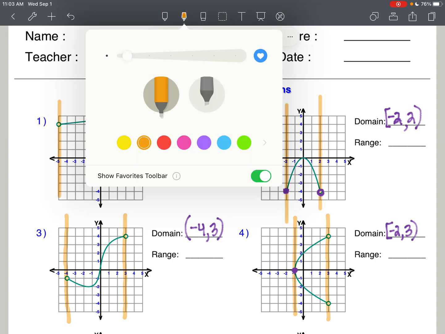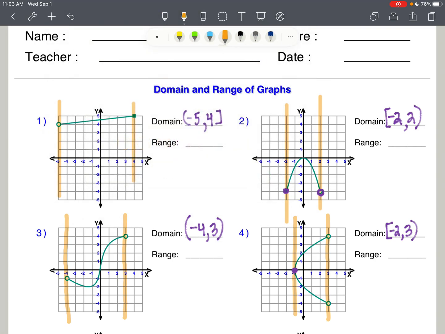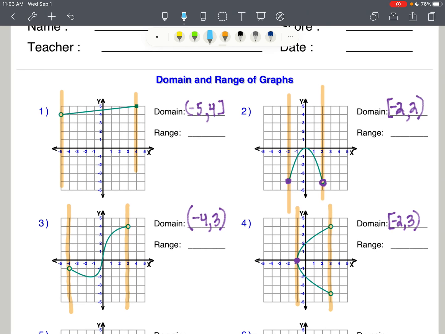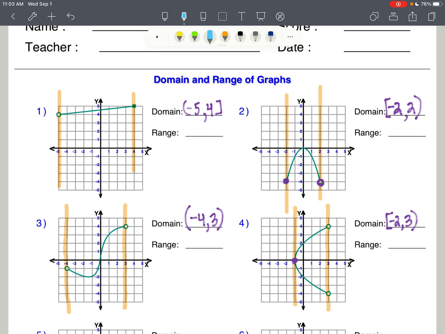So I'm going to change my highlighter to a different color, blue. My range are my y values, so I'm going to go low to high, okay? Low to high. So low is going to be on the left, high is going to be on the right when we're talking about interval notation.